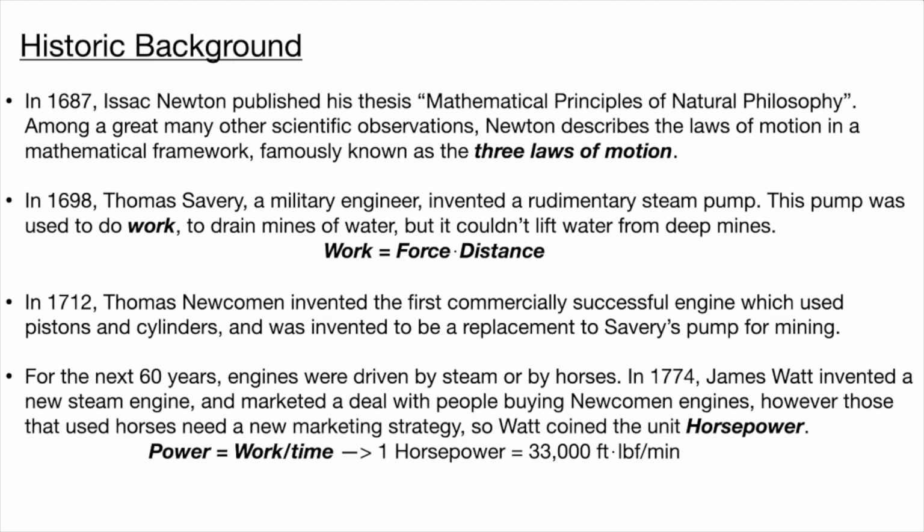In 1774, James Watt invented a new steam engine and marketed a deal with people who were buying the Newcomen engines. However, those that used horses needed a new marketing strategy to sell to. So Watt coined the unit horsepower. Power is equal to work per time. In Watt's unit, 1 horsepower is equal to 33,000 foot-pounds per minute.